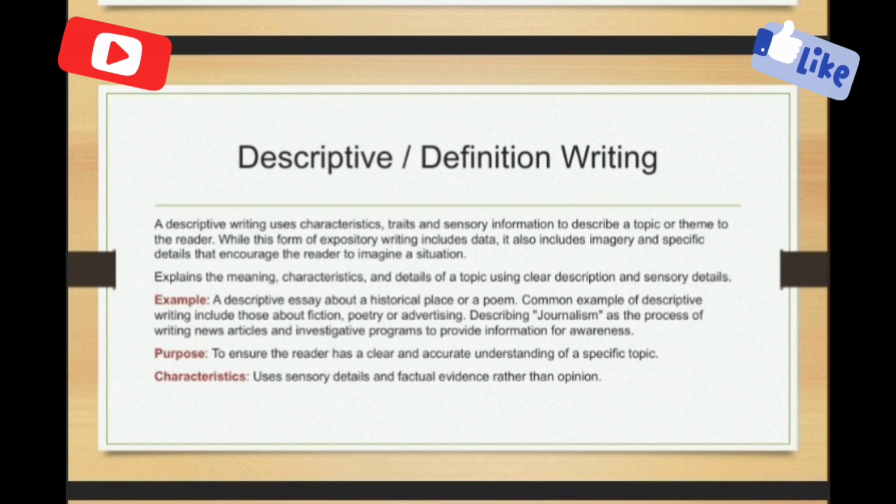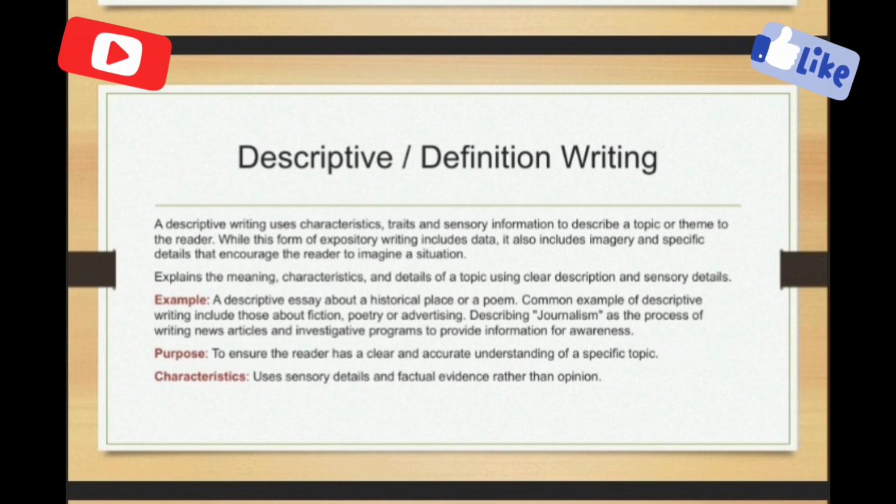First type of expository writing is descriptive writing. A descriptive writing uses characteristic traits and sensory information to describe a topic or theme to the reader. While this form of expository writing includes data, it also includes imagery and specific details that encourage the reader to imagine a situation. We can say explain the meaning, characteristic, and details of a topic using clear description and sensory details. This is a descriptive writing.